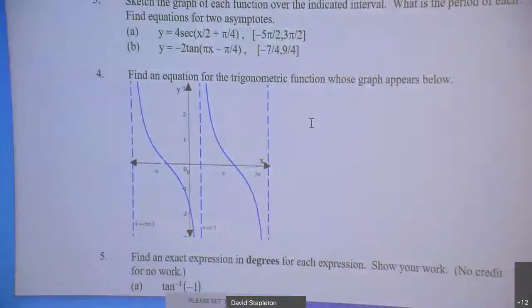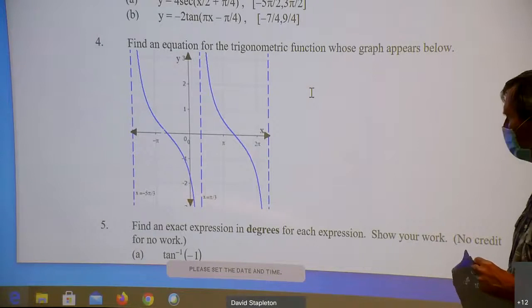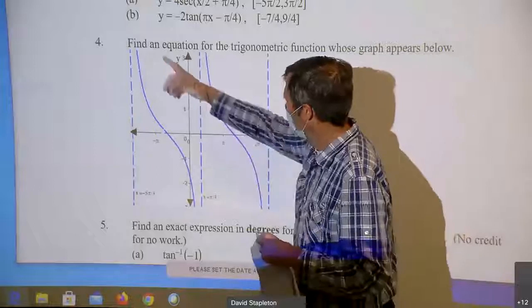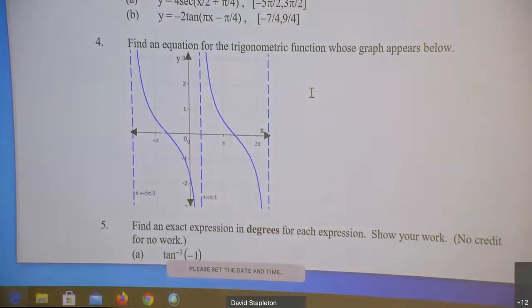You probably can't see it online, but I'm going to move this over for a minute. There it is. This time, look at the graph and decide what's the trig function that creates this graph. It's not a sine or cosine because it's not a wave anymore. It's this cyclic graph that repeats. What has that graph? And there's actually an infinite number of answers here.